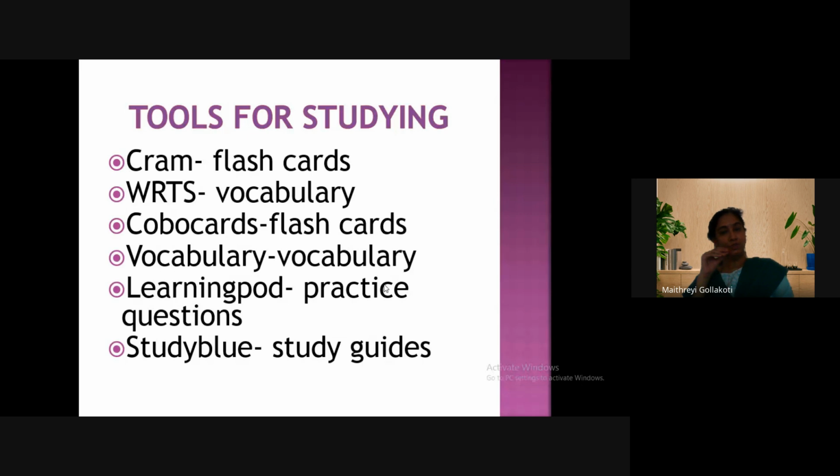Learning pod, you can write questions and practice answers with it. And Study Blue gives us a lot of study guides on different subjects, which can be used with our teaching. So in this way, there are so many software, so many websites, so many apps that can be used in teaching with the help of ICT tools. Okay, next please.